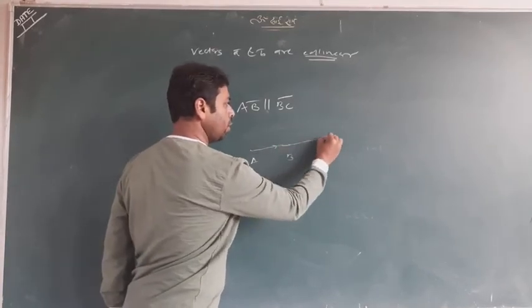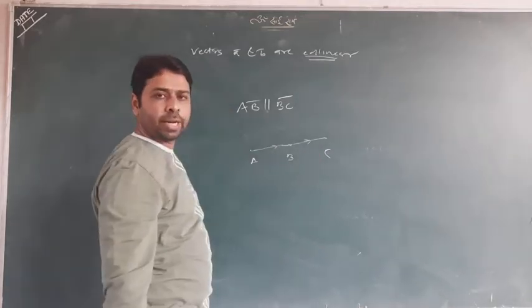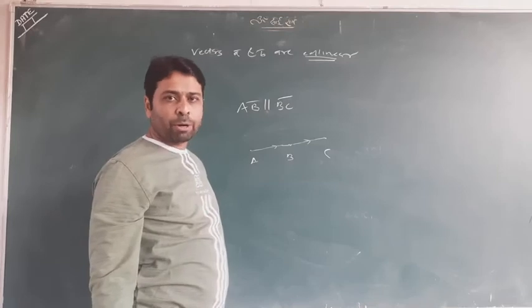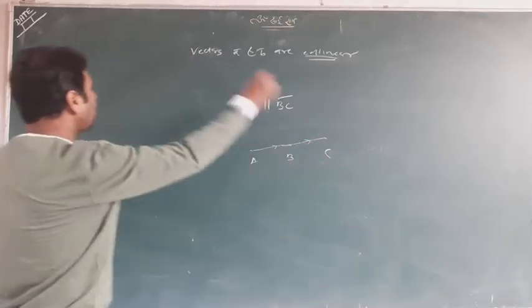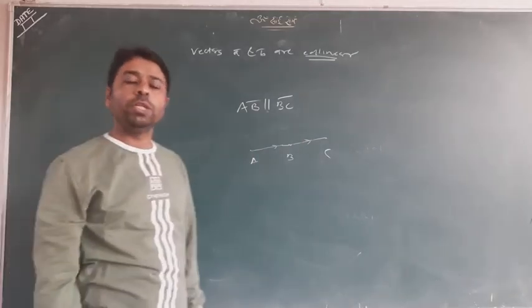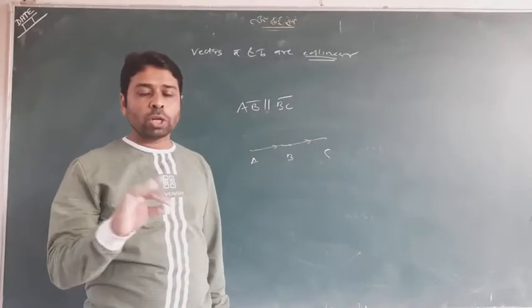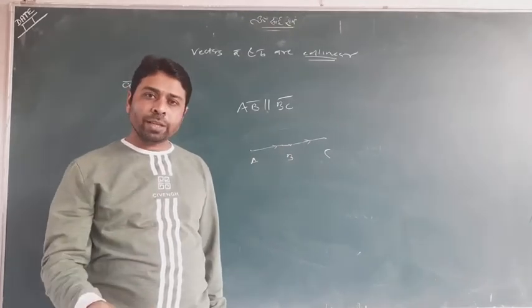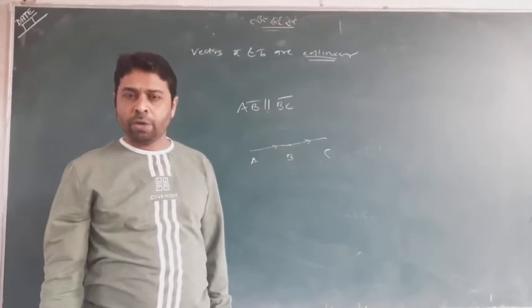When B is a common point, this will be like that, and A, B, C will be collinear. So I would speak something about two vectors being collinear. I would say that when they are parallel, they can be called collinear. Vectors, I am not talking about points. Two vectors will be collinear if they are parallel.